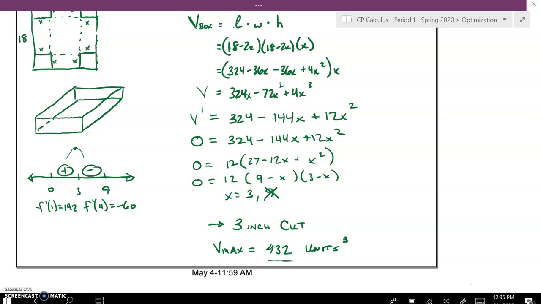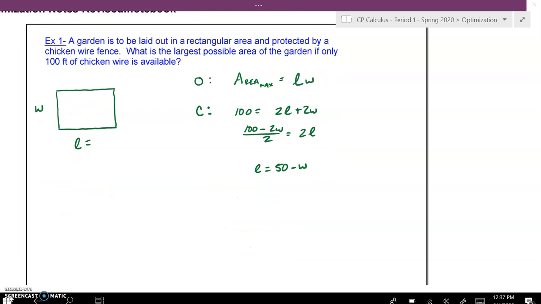Okay. All right. The next problem is asking me to make a garden in a rectangular area protected by a fence, and then what is the largest possible area of the garden if I only have 100 feet of chicken wire available? Okay, so there's two things going on here. You'll see that I kind of wrote it all down already. Largest possible area. That's what I'm optimizing. That's what I'm trying to find. I'm trying to maximize that area. Why? Because it's saying largest possible area. So that's what I wrote down as my optimization equation.